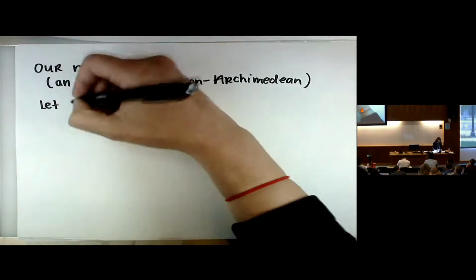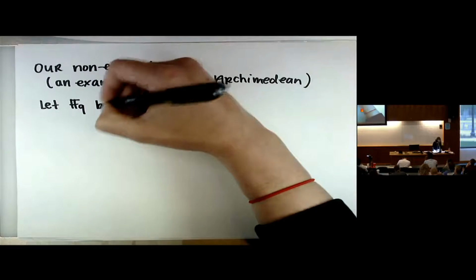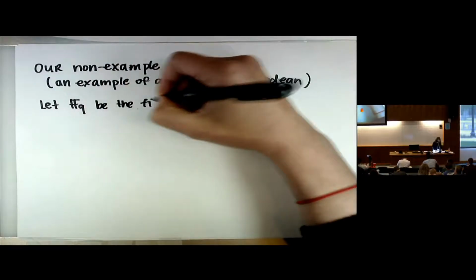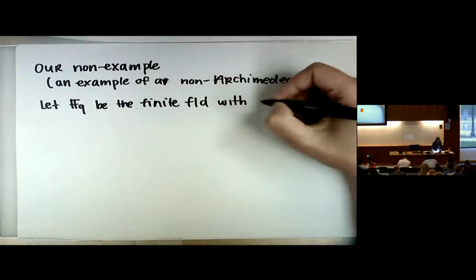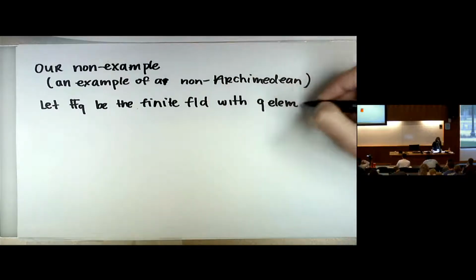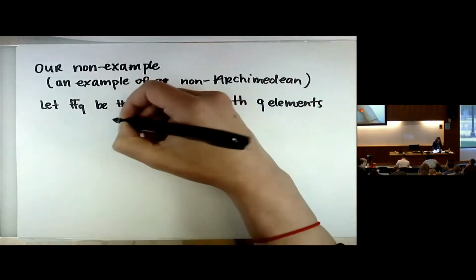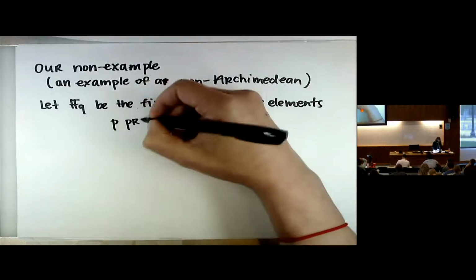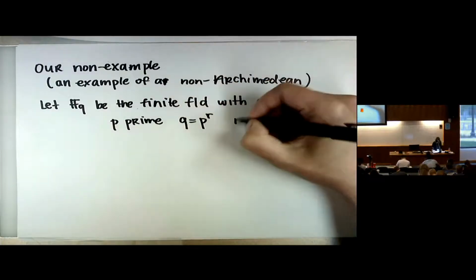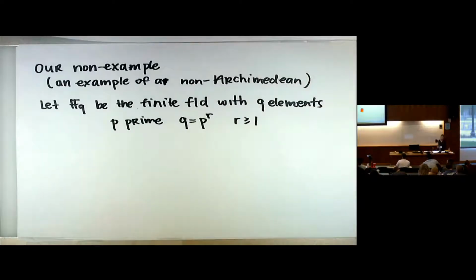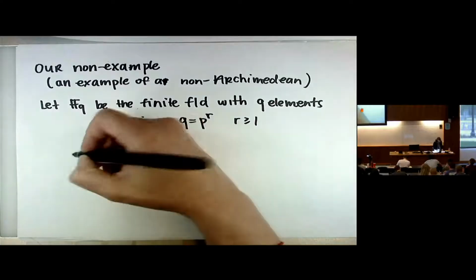So I'm just setting up my notation. Let FQ be the finite field with Q elements. And here P is going to be a prime, and Q is going to be P to the R for some integer R greater than or equal to 1, right? There's only finite fields with a number of elements that's a prime power. So here P will be my prime, Q would be the power of that prime.